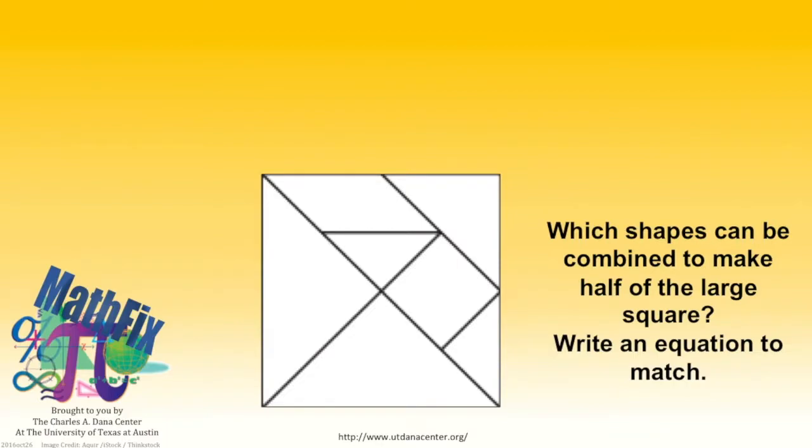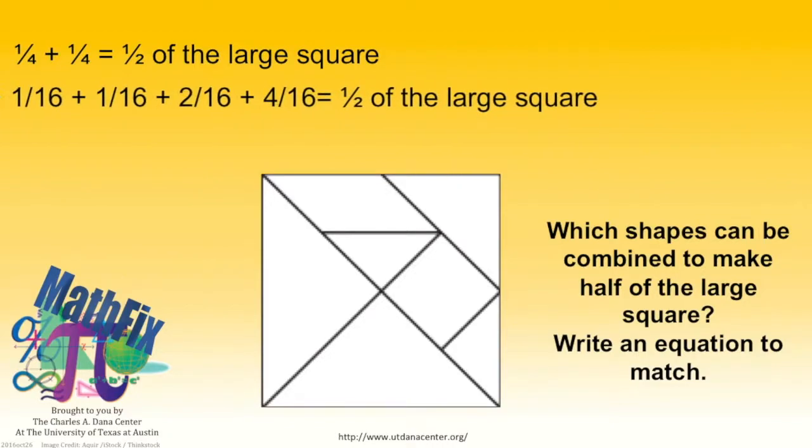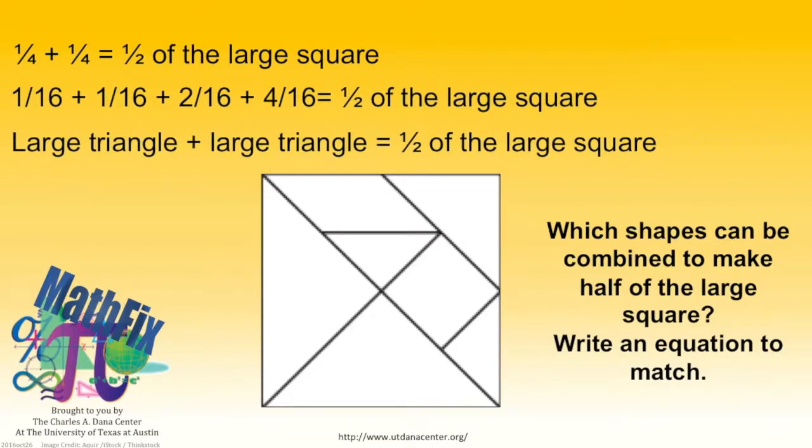Don't forget, however, once they figure out which shapes could make half of the large square, they will also need to write an equation to match. That could take a few forms. There are many solutions, both in terms of shapes that could be combined and the way the equations could be written.